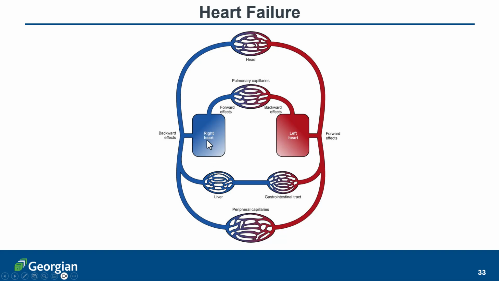However, the backward effects of right-sided heart failure is congestion in the systemic venous system. So the backward effects of right-sided heart failure are very different from the backward effects of left-sided heart failure. The backward effects of left-sided heart failure are all due to pulmonary congestion. The backward effects of right-sided heart failure are all due to congestion in the systemic venous system, which we'll be examining right now.